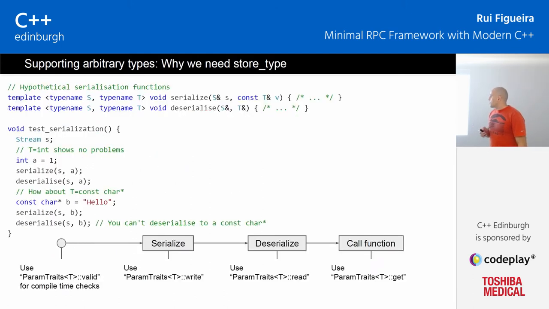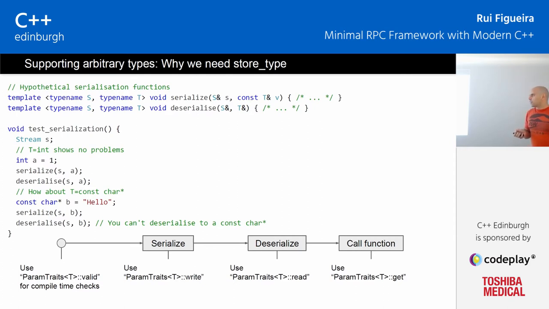So any vector. Why do I need the stored type? Suppose you have a function where, obviously, you want to support strings, const char star, the typical C string. But you do have a problem if you're dealing with parameter traits of const char T, right? It's easy enough to serialize. So imagine, in this case, suppose T is an int. Let's try to serialize it. You serialize from A, right? Let's try and get back what you serialized. You can use the same variable, right? But if you're dealing with const char T, this doesn't make sense.